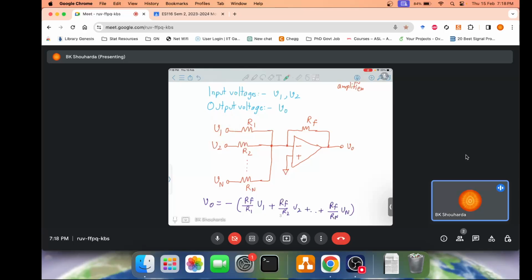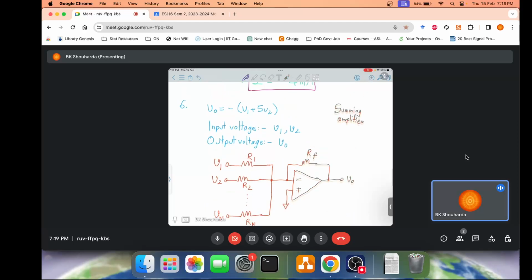A similar case can be taken when V2 is being applied and everything else, V1, V3 and Vn, is being grounded. So that will be the term Rf by R2 times V2. So you can understand by the superposition principle, we add up all the contributions from V1, V2 till Vn, and we end up getting this result.